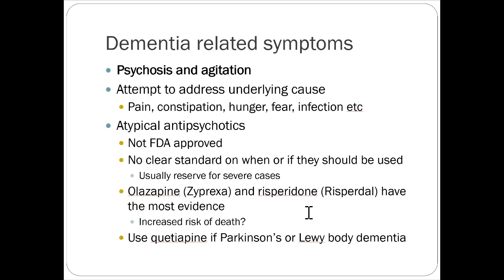Atypical antipsychotics are not really FDA approved, but they're used really commonly. There's not really a standard on when or even if they should be used, but for severe cases of psychosis related to dementia, you'll see antipsychotics used, like olanzapine and risperidone have evidence. However, they also have a black box warning saying if you give them to the elderly, you increase all-cause mortality. It's slight. It's not a huge increase, but it was something seen in post-marketing data that they put on as a black box warning.